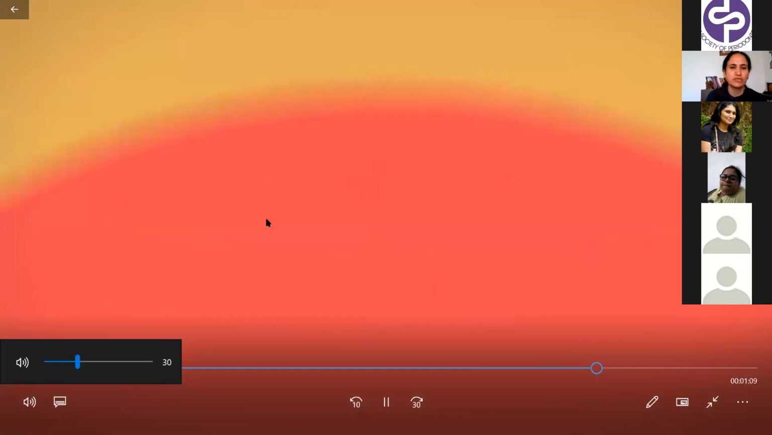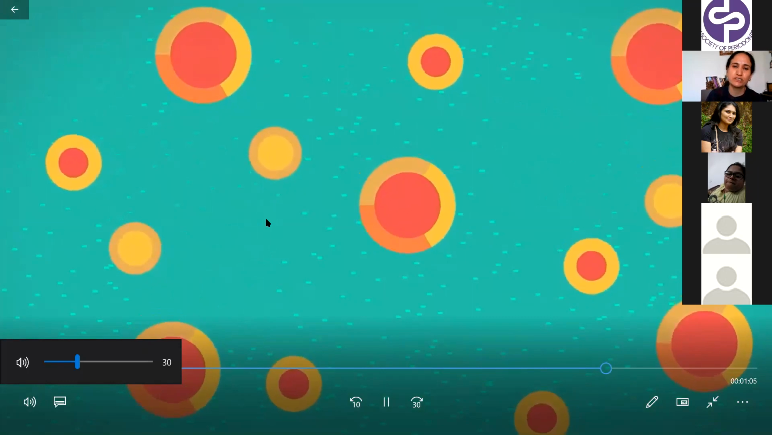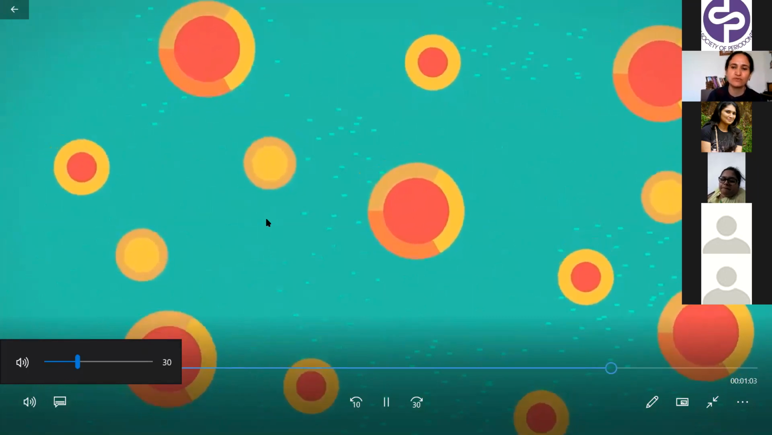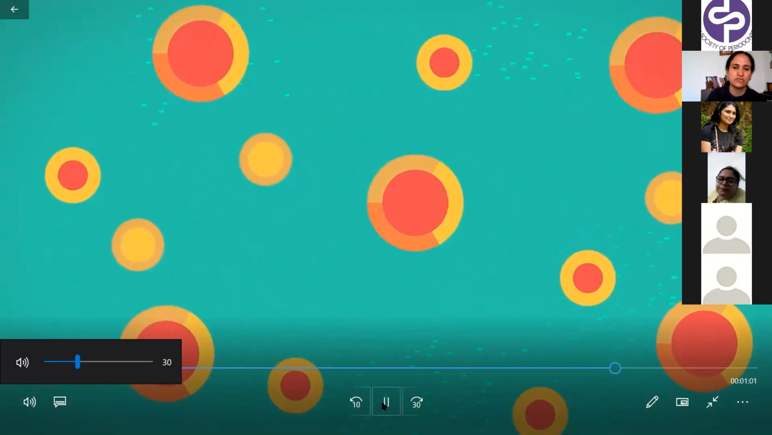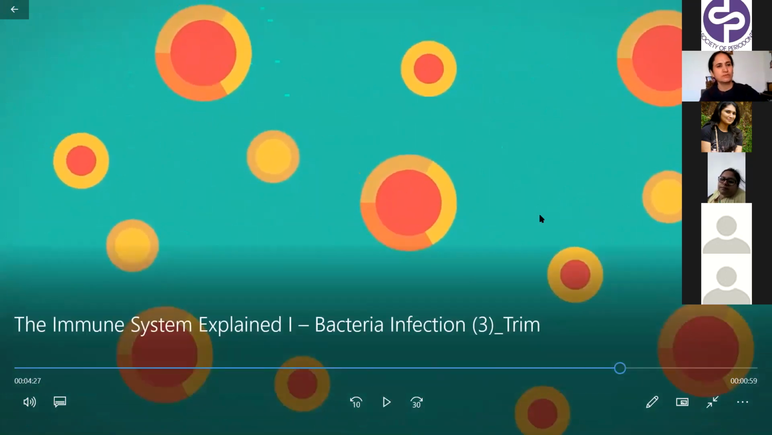macrophages will come into the picture, and they will identify the different types of antibodies on that. They will bind and they will try to phagocytose them. So this is a sequence of events that has been seen. Now I'll go to the main presentation.